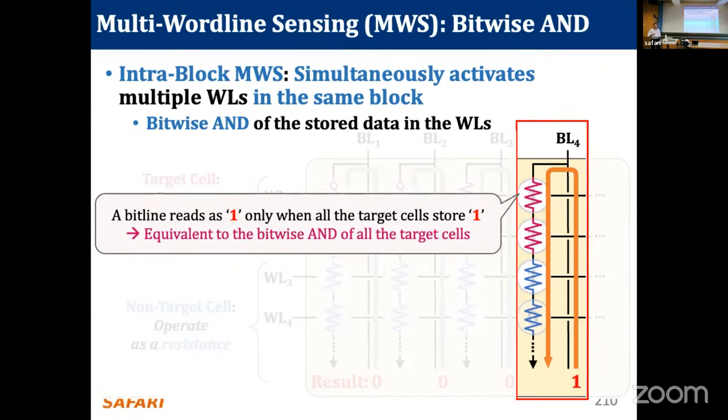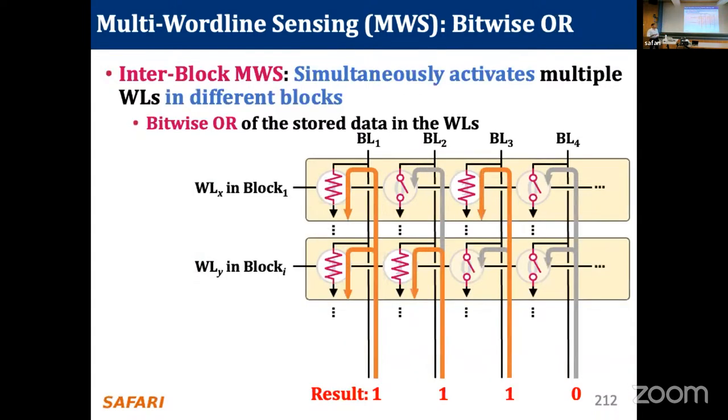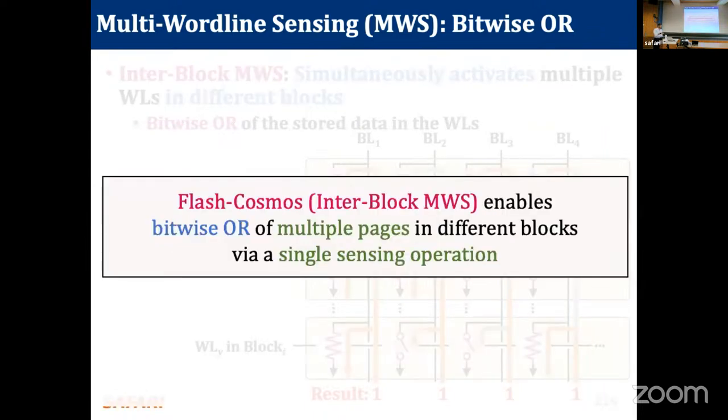So by doing this multiple sensing in the flash cell, note this is very similar to what I described for AMBIT. We have this AND operation. This is Flash Cosmos, and it enables bitwise AND operation in the same block by doing this multiple word line sensing. Again, you can do the same for OR. Here it is a little bit different from AMBIT because we are going to operate with different blocks. So we have different word lines being accessed across different blocks. And when you do that, the output is going to be zero only if all of the cells on those accessed word lines are operating as open gates. Otherwise, it's going to always be one. And this is basically an OR operation. So this is basically enabling all operations in flash devices.